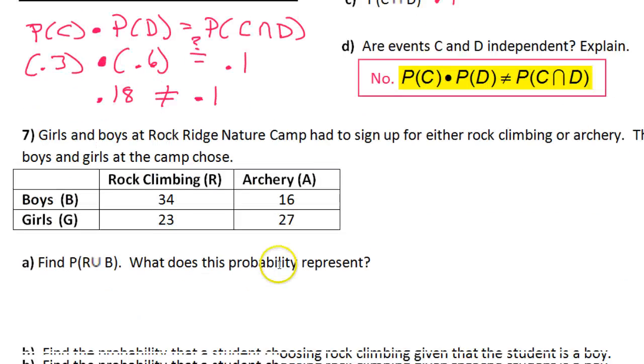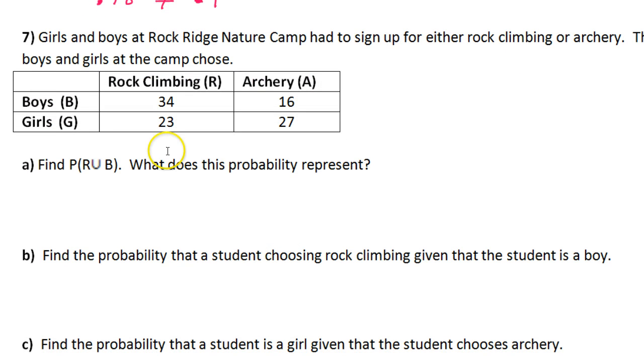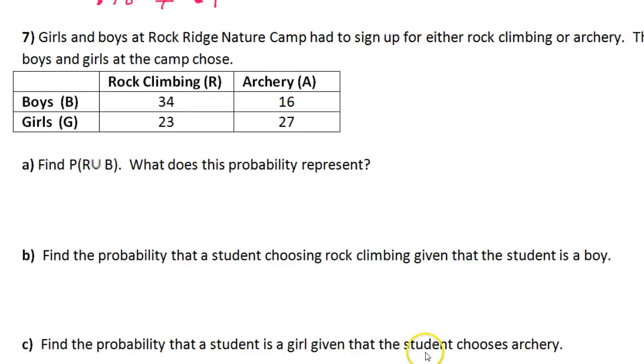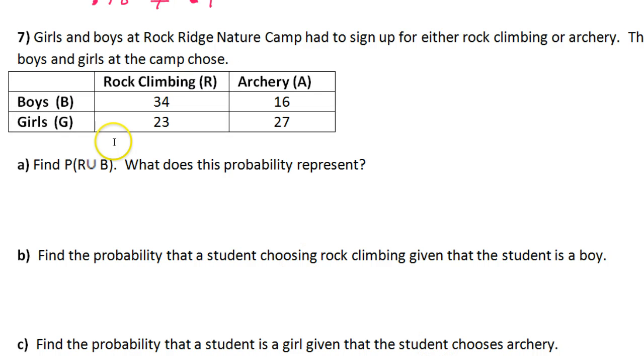On to number 7. Girls and boys at Rock Ridge Nature Camp had to sign up for either rock climbing or archery. The table shows which activity the boys and girls at the camp chose. Alright, boys, girls, rock climbing, archery. Here's the table.